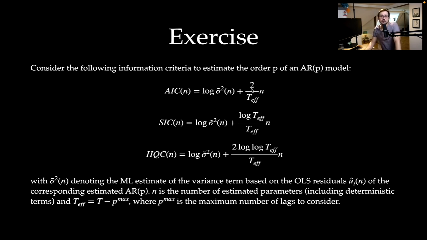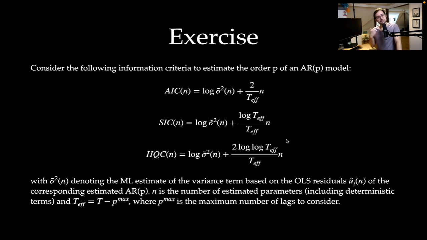Now let's have a look at the second term. The second term basically penalizes how many coefficients I want to estimate. So this is the n over here, the n over here, and the n over here. The way this is computed is different between the criteria. So here is where the criteria differ.